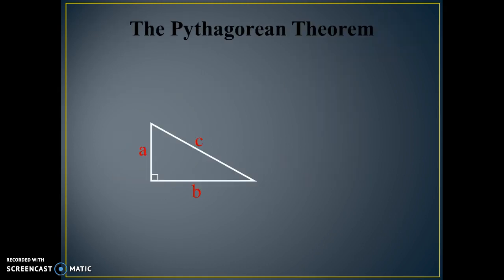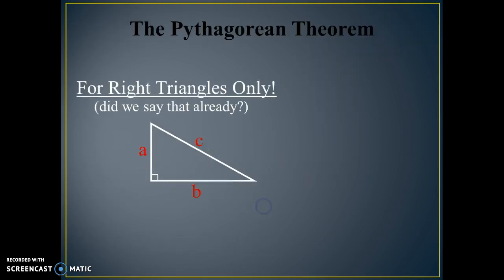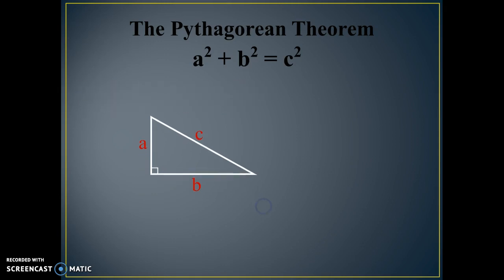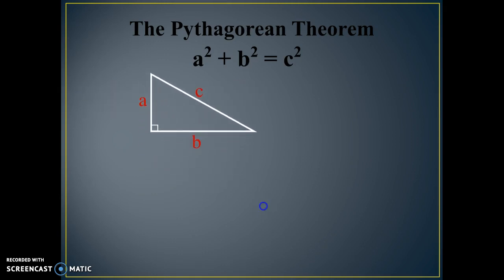So here it is, the Pythagorean theorem. Reminder, right triangles. A squared plus B squared equals C squared. What that means is you take the length of side A and square it, the length of side B and square it, and then you get the length of side C and square it. And you can also change the order.